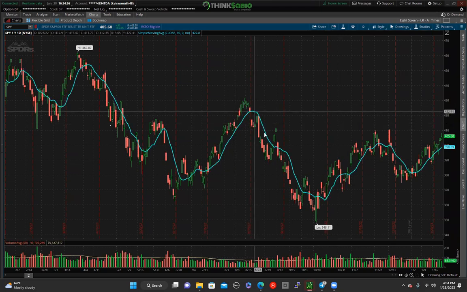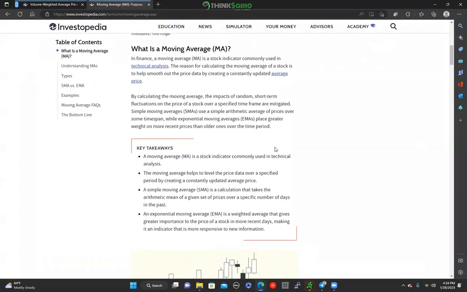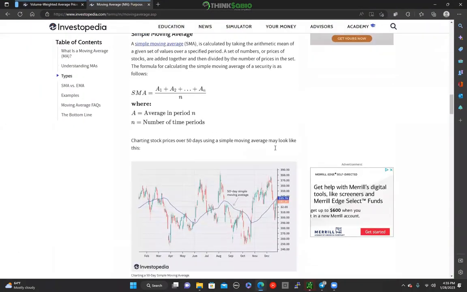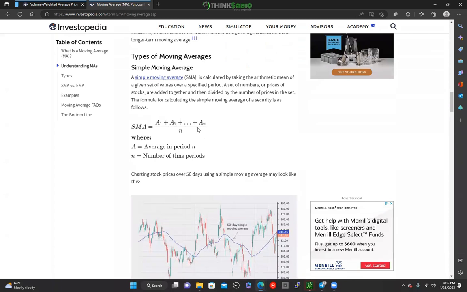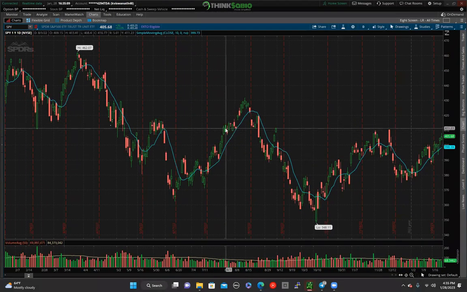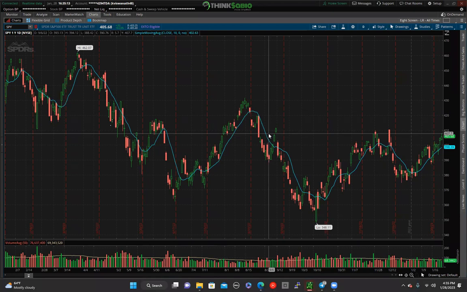And this is a simple moving average, so the calculation will be slightly different. It's basically A1 plus A2 plus and so on, divided by the number of time periods. So it's basically the sum of the prices in these periods divided by the total number of periods. That's the simple moving average.